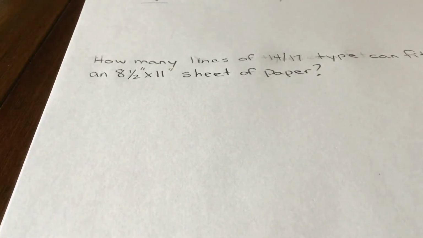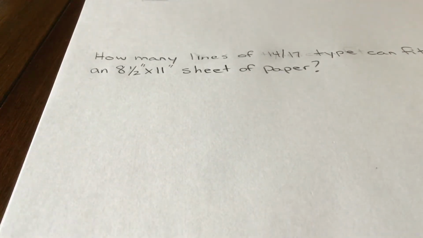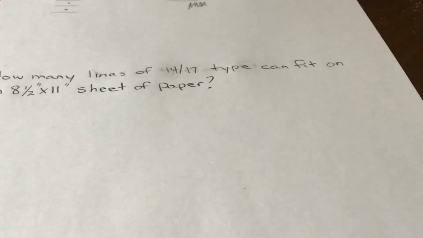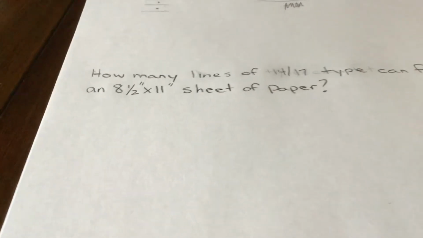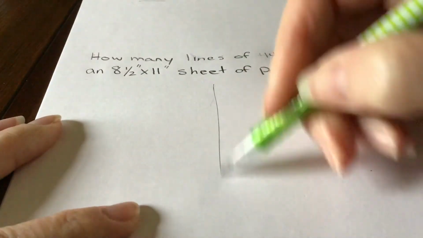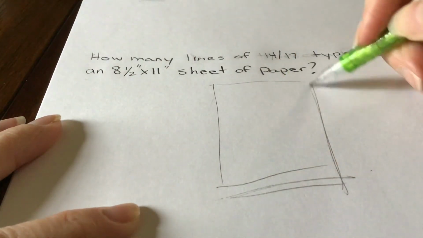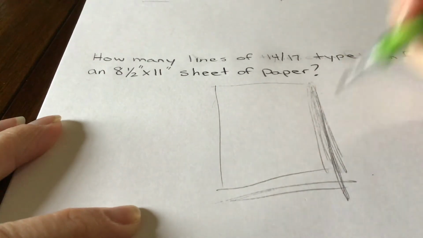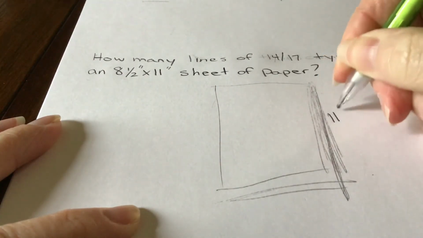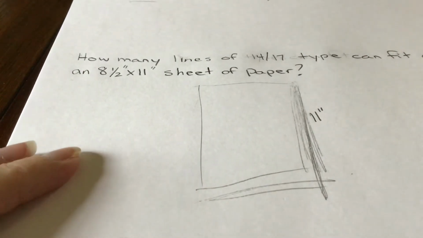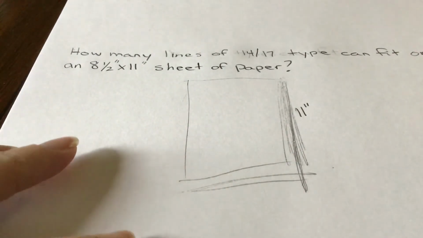So the other type of question you run into in this assignment is how many lines of text can you fit in a space, okay? This example says, how many lines of 14 set on 17 type can you fit on an 8.5 by 11 sheet of paper? So with the 8.5 by 11 sheet of paper, we're only concerned with the height of this. We're only concerned with the 11 inches, okay? It doesn't matter how wide it is.